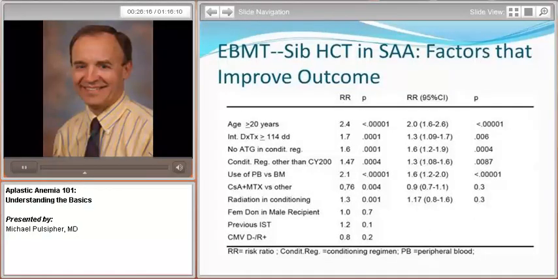The slide that I have here is a bit of a confusing slide. Let me explain. If you look on the third column, you see something called P.